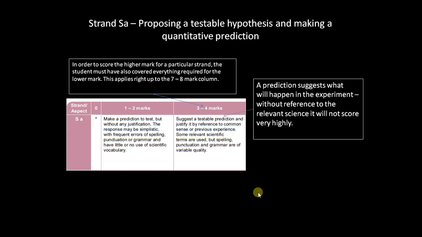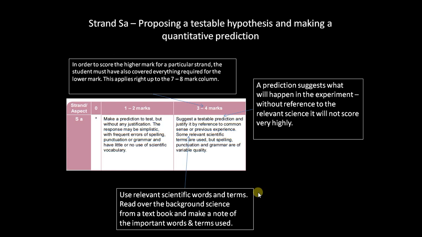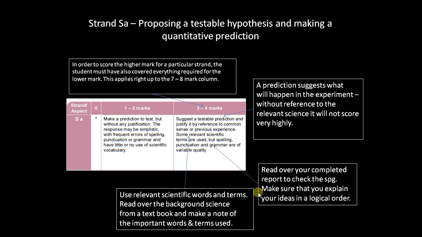Now, one of the main things you need to do in Strand Sa is make a prediction. But before you can make a good prediction, you've got to remind yourself of the relevant science. So you need to do some research from your textbook, from the internet, from your exercise books, and remind yourself of the relevant scientific vocabulary. You need to remind yourself of the relevant background science. The other thing you need to make sure throughout the whole of your report is that the report is set out in a logical order and you're using relevant spelling, punctuation, grammar in order to score highly in Strand Sa.